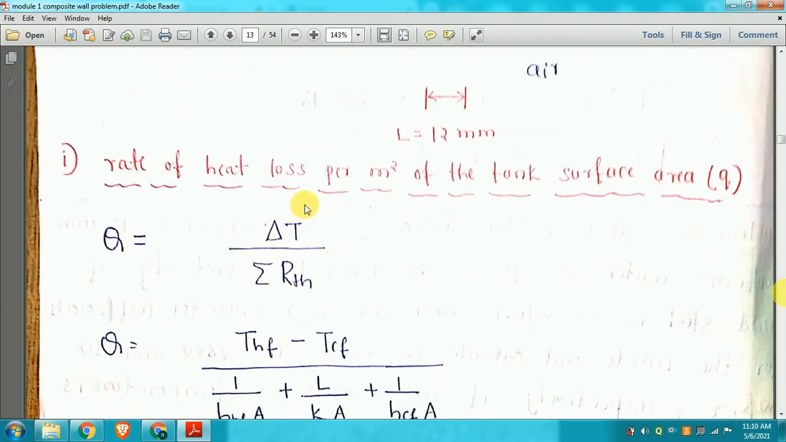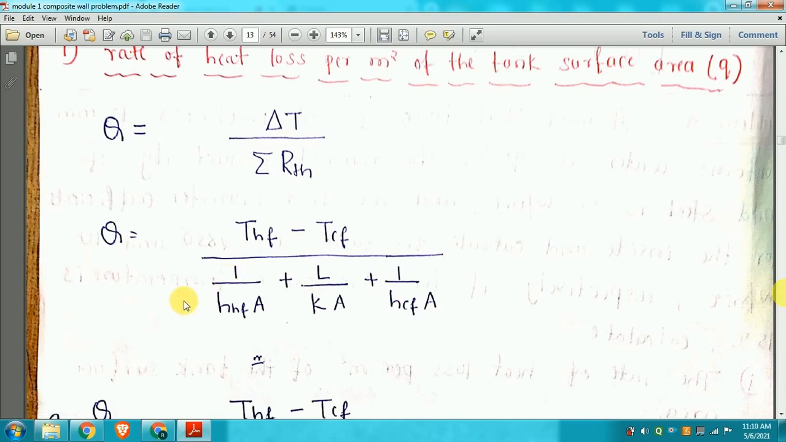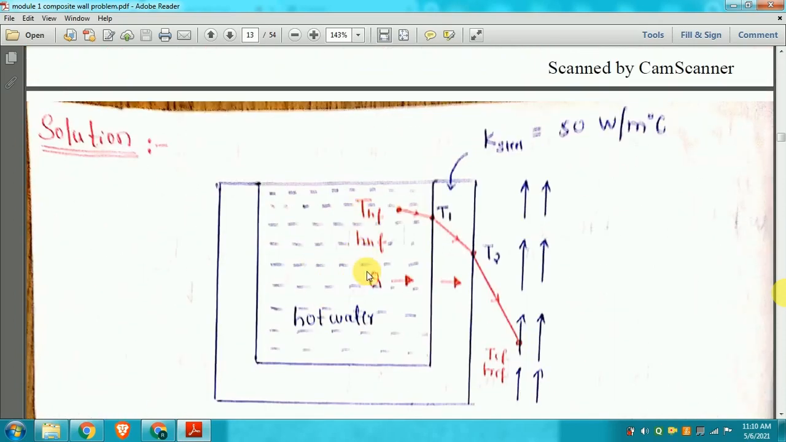Okay, so the rate of heat loss per meter square of the tank surface, Q, is equal to delta T by RTH. Delta T for the overall, I will note it down, will be hot fluid temperature minus cold fluid temperature, meaning the first temperature of the liquid and the last temperature of the air, extreme inside temperature to extreme outside temperature. And as I told you, the thermal resistance: heat transfer is happening by convection first, then conduction second, and third again convection thermal resistance.